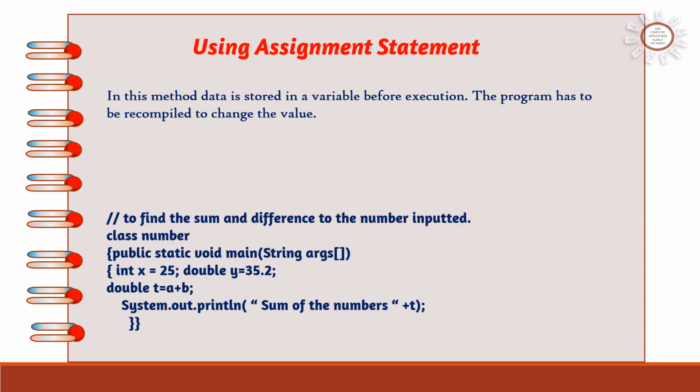So here the example program we can see. In this case, we are storing one number, int x is equal to 25 and double y is equal to 35.2. So these are the data which we are giving to the program, and while writing the program before the compilation, the value is already stored in the variable, and then we can add, subtract, or all the mathematical functions can be done. Double t is equal to a plus b and sum of the numbers is t. So like this the data will be given and execution will take place by using the assignment statement.